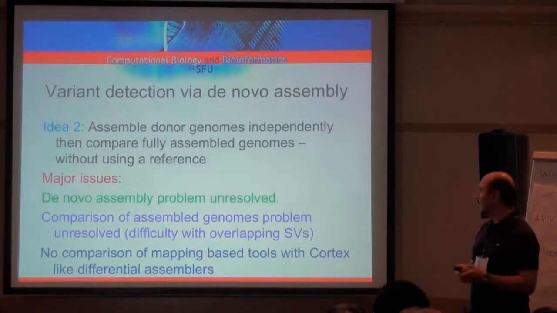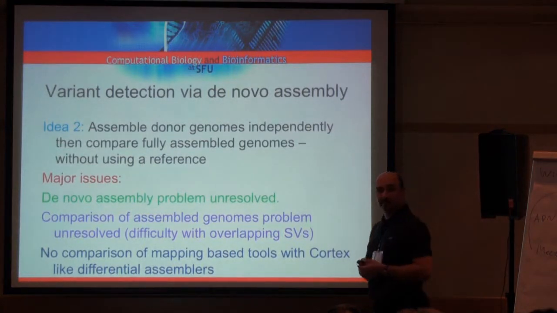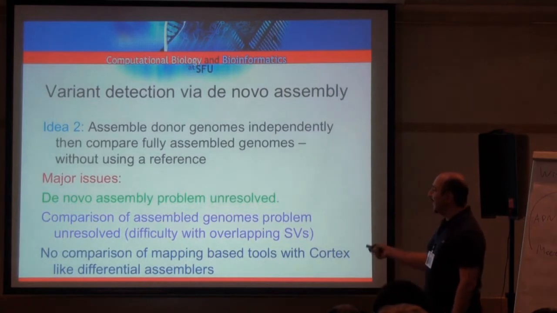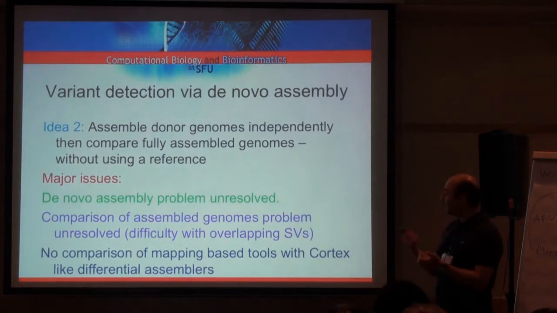Although the goal is to incorporate Cortex in the Pilot 2 study of 1,000 genomes, I haven't seen the solid numbers yet. So I can imagine that differential assemblers will be able to solve some problems, but certainly not all.